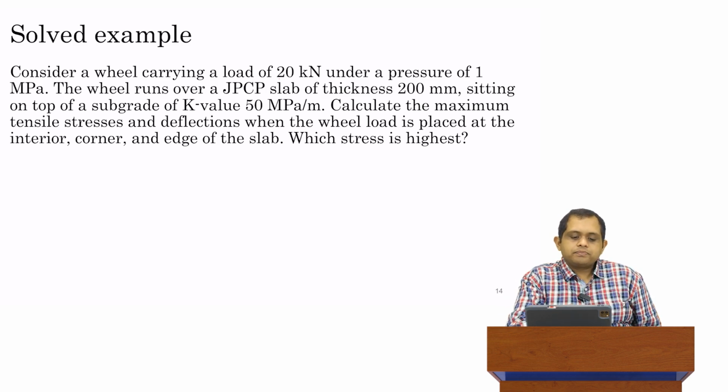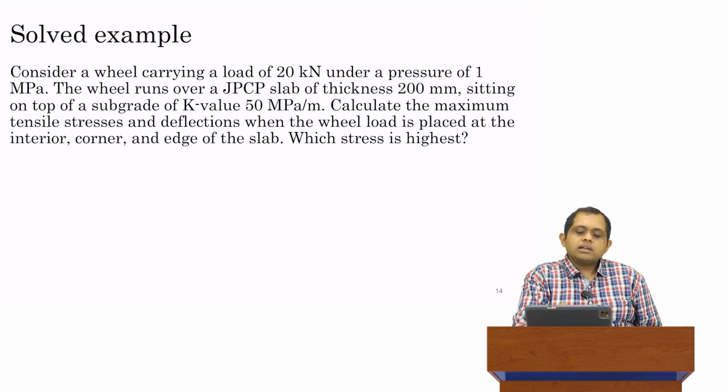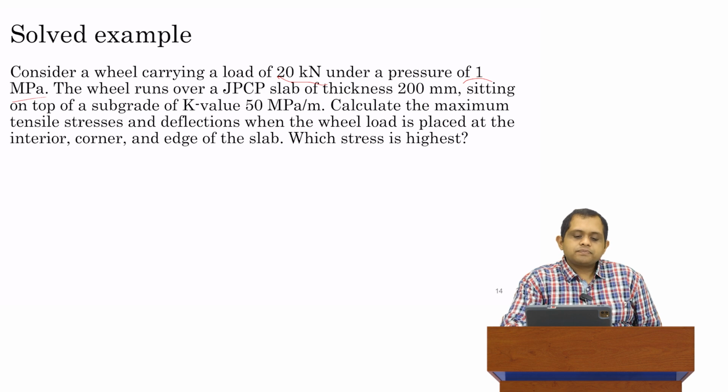So let's look at the problem. Consider a wheel carrying a load of 20 kilonewtons under a pressure, this is a tire pressure, of 1 megapascals. The wheel runs over a JPCP slab whose thickness is 200 mm. So we're given H is equal to 200.